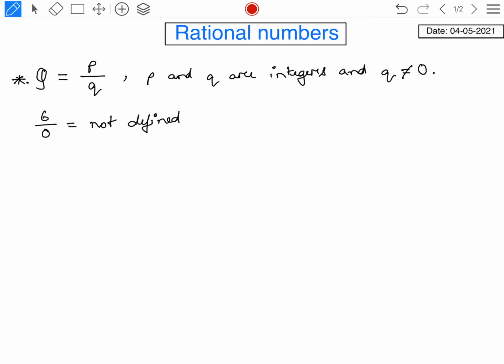Understood? So if one number is given, 6 by 0, and the question comes, is it a rational number? Your answer will be: it is not a rational number. 6 by 0 is not a rational number because it is not defined. Understood? But if it came 6 by 1, then yes, it is a rational number. Okay? Understood?